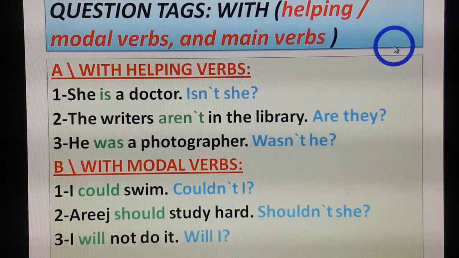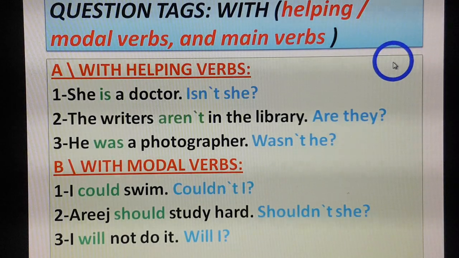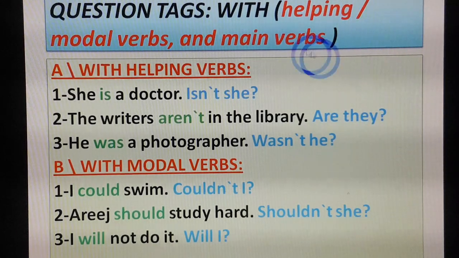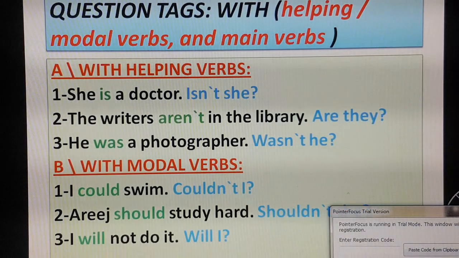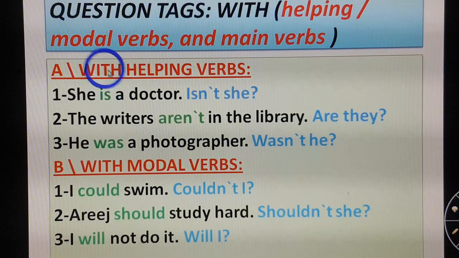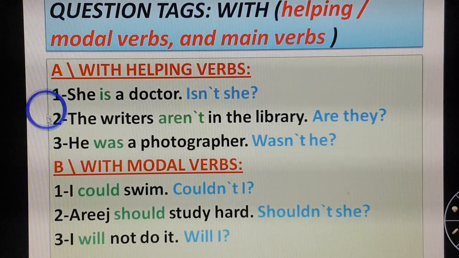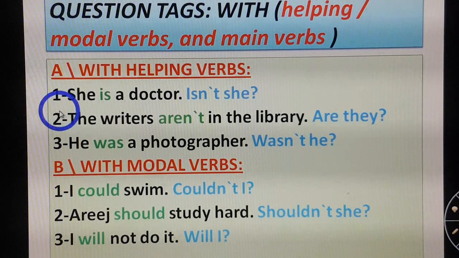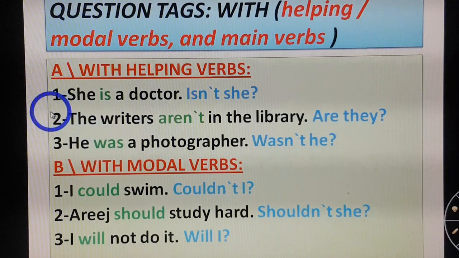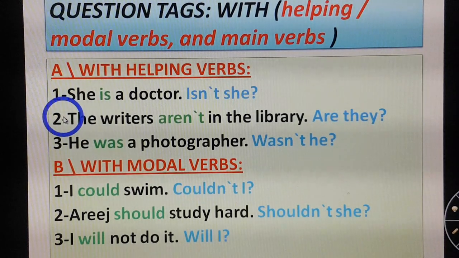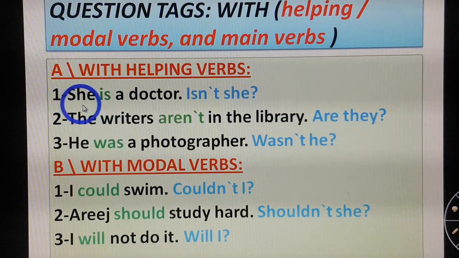When I say main verbs, I'm talking about like read, write, play, run, walk, swim, okay, study, and so on. هذه يعتبر main verbs. Okay, let's explain this in more details. Okay, look at A. I want to use the question tag. I want to use the helping verbs. Look, I have three examples. All these three examples have helping verbs. Look, is, are, was. طبعا هنا البيزك helping verbs أفعال المساعدة الرئيسية هي الام, is, are, was, were. Okay, هذه تسمى البيزك helping verbs أفعال المساعدة.